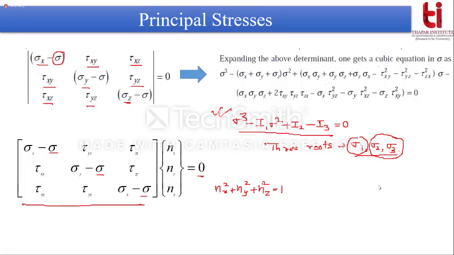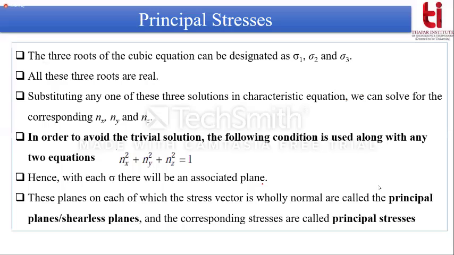So in this particular topic, we will try to evaluate how the principal stresses can be evaluated, how the principal planes can be evaluated, and how we can ensure that stress invariants I1, I2 and I3 are satisfied. Okay. So this is a process which we briefed upon.